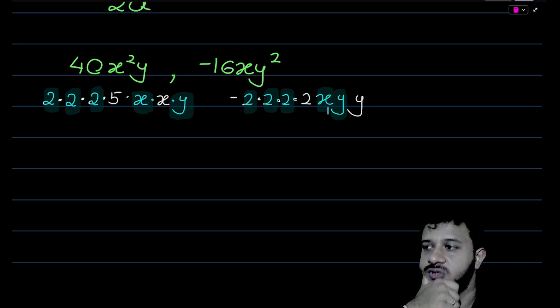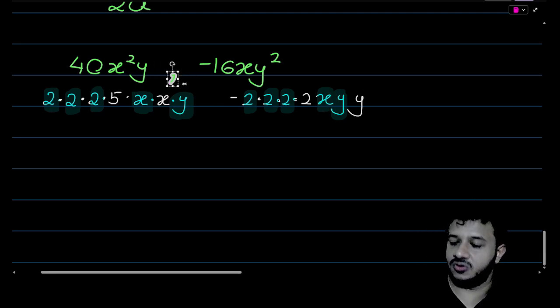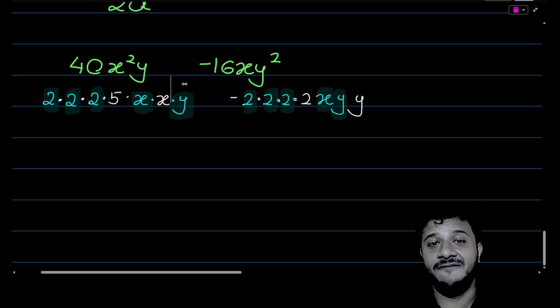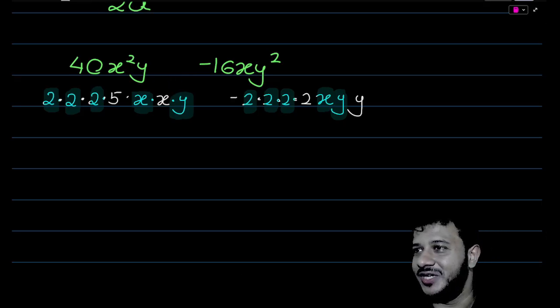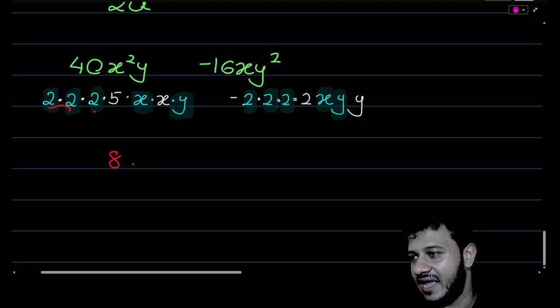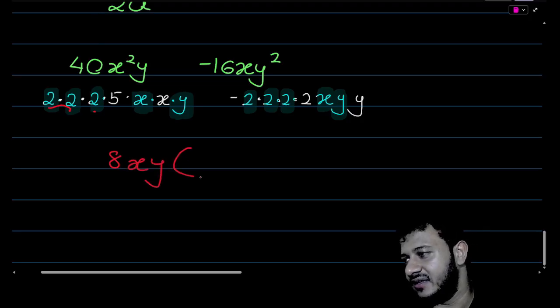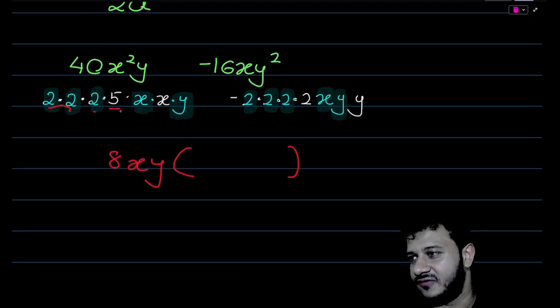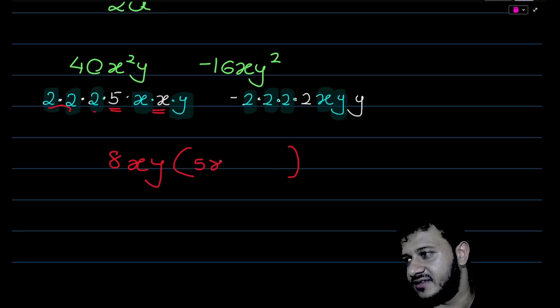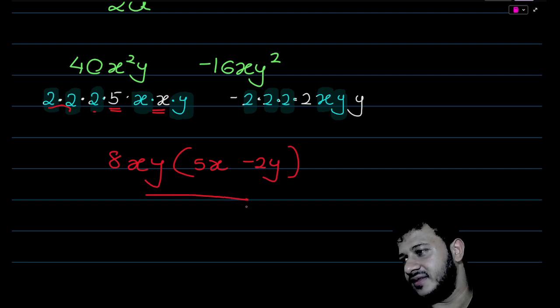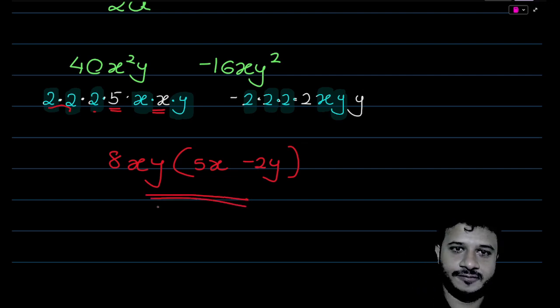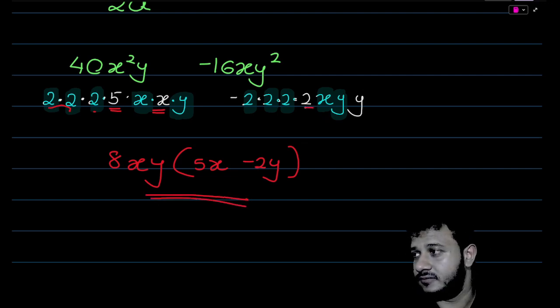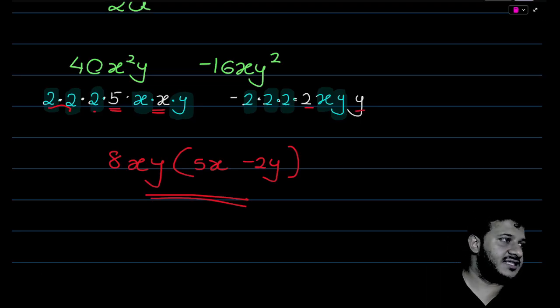Is there anything else both of them I can take out? No. So now let's say they were not asking us for the highest common factor, they were asking us to do factorization. So what did you take out in common? You took out a 2 and a 2 and a 2, that's 8, and an x and a y, 8xy. Then inside the bracket, what is left? From the first term, you are left with 5x, minus, from the second term, you are left with 2y. This is what we call factorizing. Did you understand it, sir?